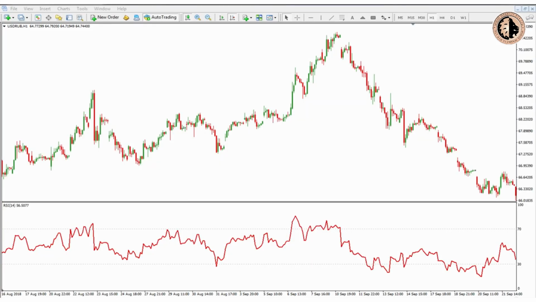Hello traders, in this lesson we will find out what the hidden divergence is. In the last lesson we talked about regular divergence, so let's go over the important things.